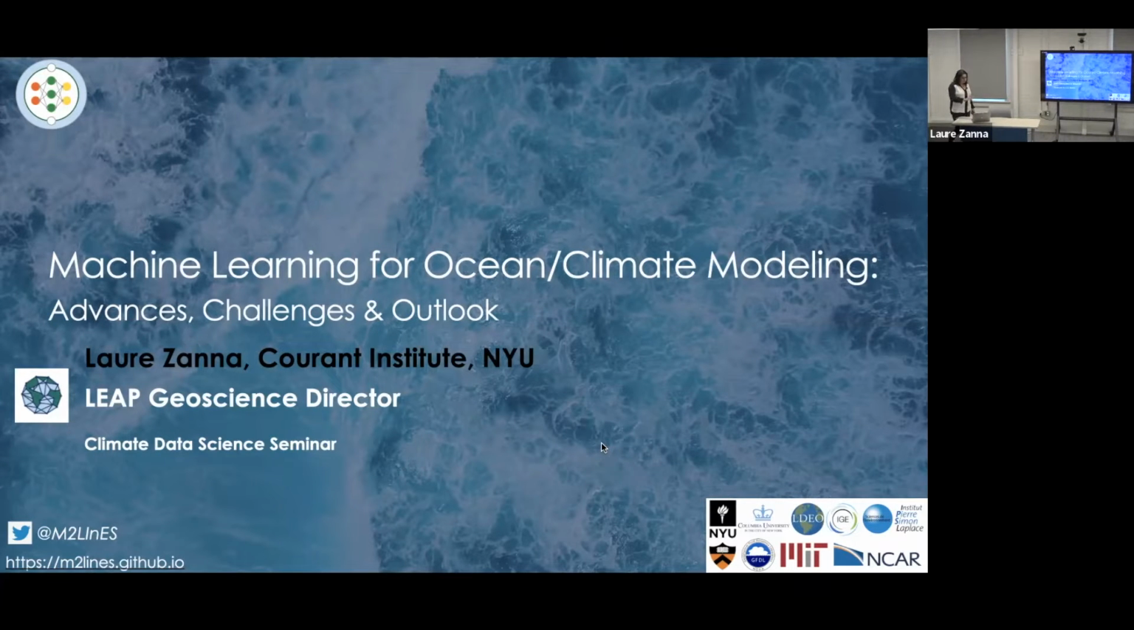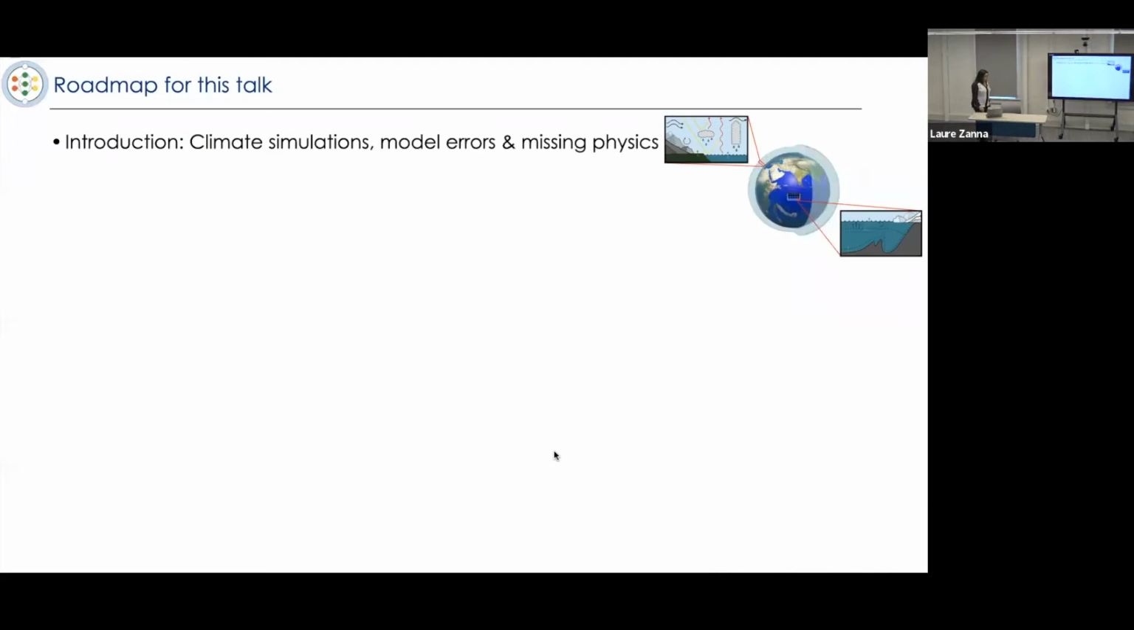So as Gavin mentioned, I'm at NYU, and I'm geoscience director, but I'm not really talking with that hat on today. I'm talking about some of the work we've been doing in a project that many of us are part of with Pierre and Ryan and many others, on trying to bring machine learning to improve climate models, especially the physics part of it. It's called M²LInES, and a lot of the work I'm going to discuss comes from many collaborations in that project.